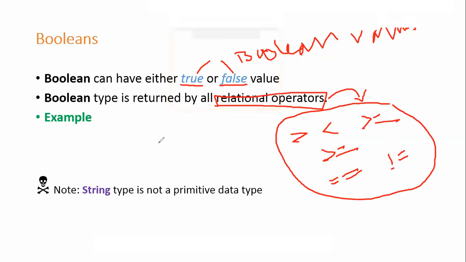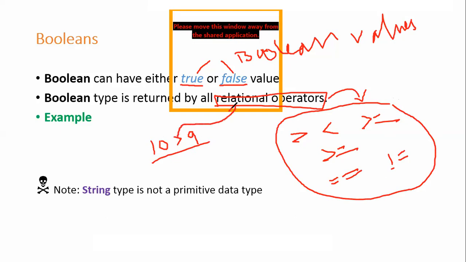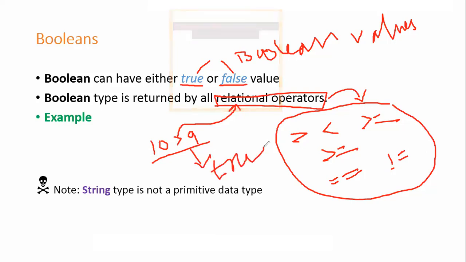For example, I can do it like this: 10 is greater than 9. Is 10 greater than 9, students? Yes, 10 is greater than 9. What is this greater than symbol? It is nothing but a relational operator. As I said, a relational operator always returns a Boolean value, either true or false. Since 10 is greater than 9, it returns the Boolean value true.